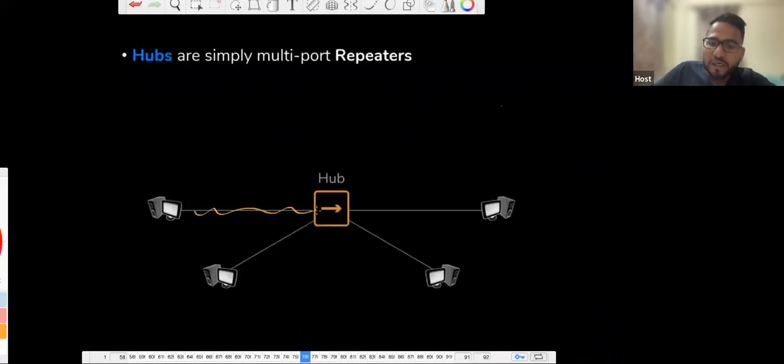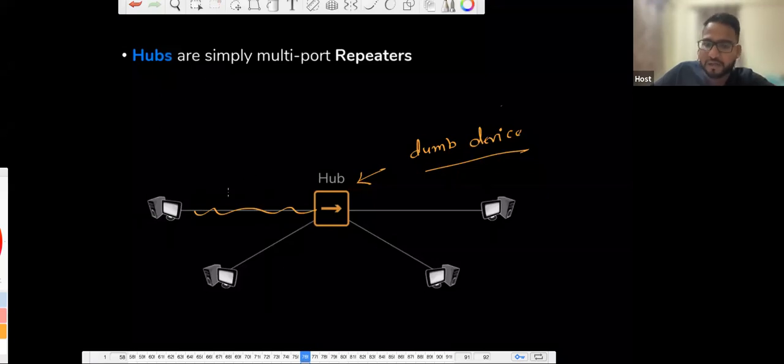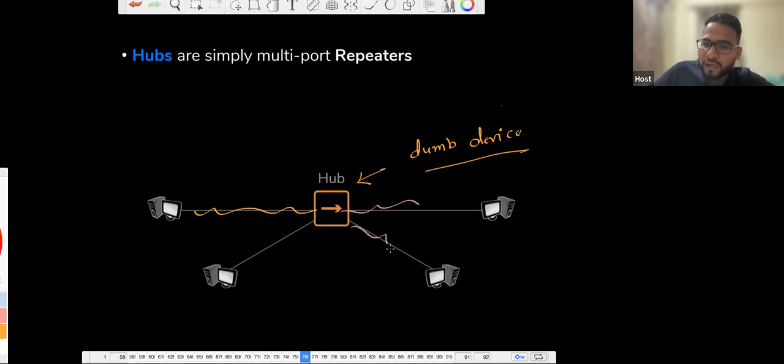is sending some data, it is a very dumb device, which means it doesn't check what the destination MAC address of this packet is or anything else, right? It just forwards it in all directions. It's a very dumb device. Even though this packet is meant just for this one, the hub just forwards it to every other port. Why? Because it doesn't understand the frame, right? It only understands bits and voltage.